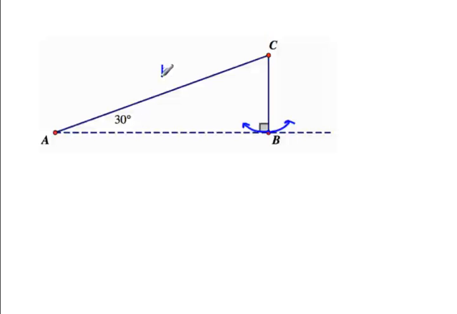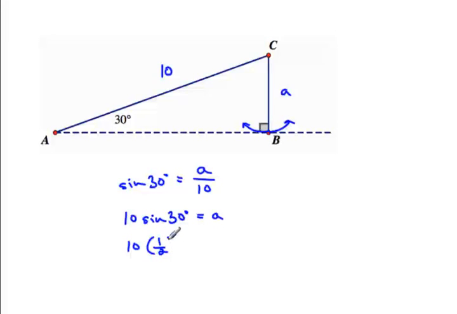Now, if that's a right angle and this is 10 units in length here, then we can ask, well, what's the length of A? In other words, what's the shortest length that A can be to make a triangle? Well, if it's a right-angled triangle, we know that sine 30 degrees is equal to opposite A over the hypotenuse 10. And rearranging that, we get 10 sine 30 is equal to A. We know from our special triangles that sine 30 is a half, so that means that A is equal to 5 units long. In other words, when A is equal to 5 units, we get exactly one triangle, and that triangle is a right-angled triangle.